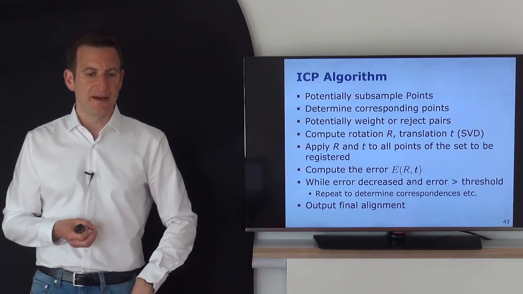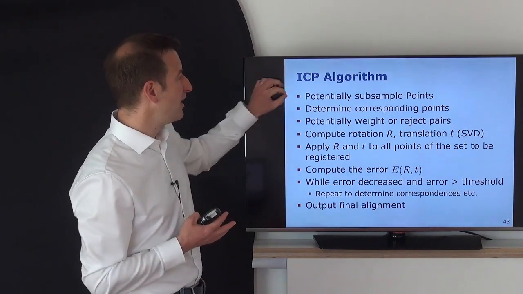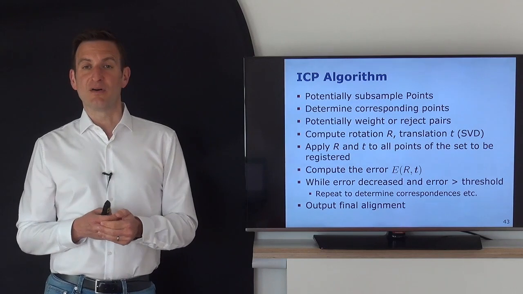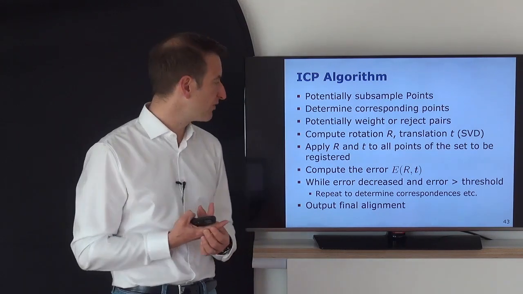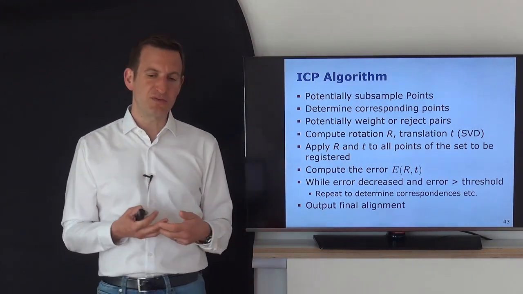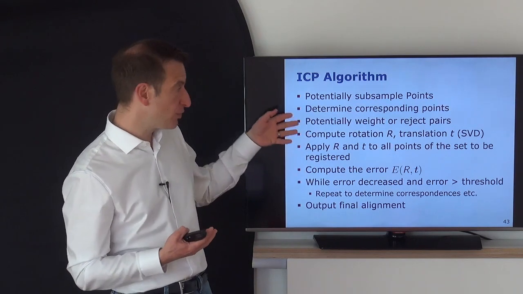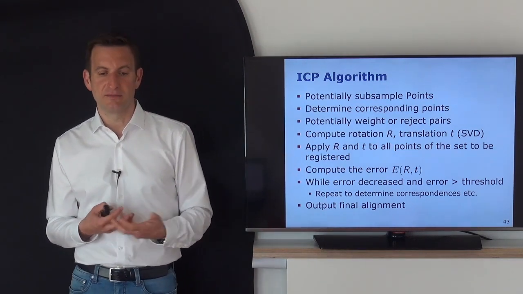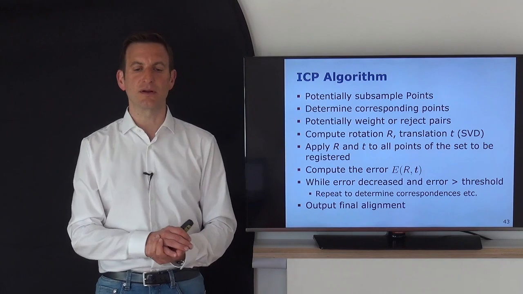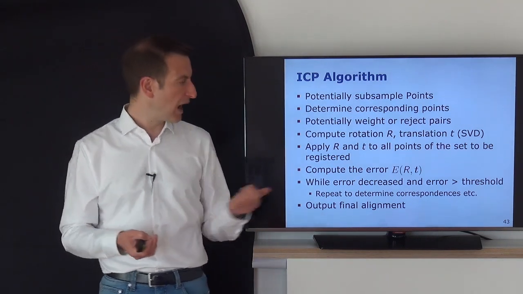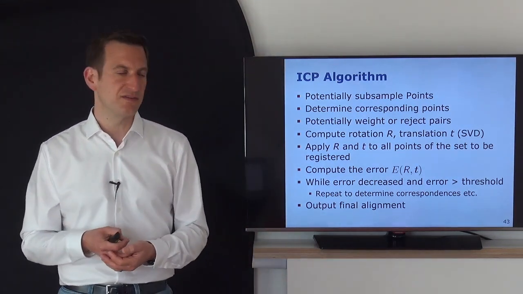So the ICP algorithm, in sum, how we do this. Initially we potentially subsample our points to a smaller point set. Then we determine our corresponding points based on this subsampled point set. We may weight some of those points with additional information. We may want to reject a few pairs, correspondences which are very large. Then we go back to the original approach, compute the rotation matrix and translation vector using the SVD, the singular value decomposition, and apply this transformation to rotate one point cloud onto the other point cloud. We can then compute our error function and make a decision: has this error been decreasing, or is it still larger than a certain threshold?